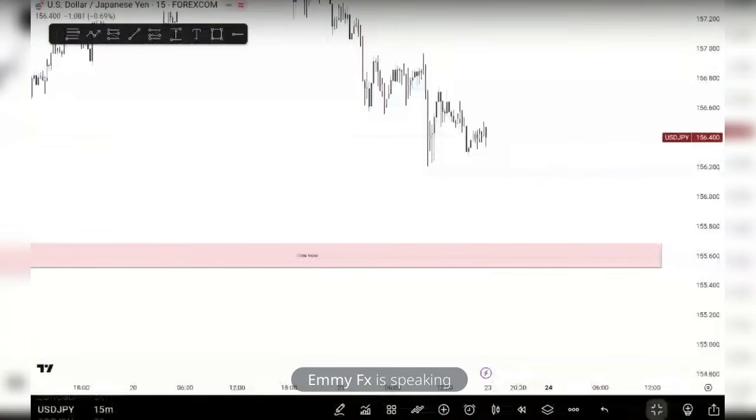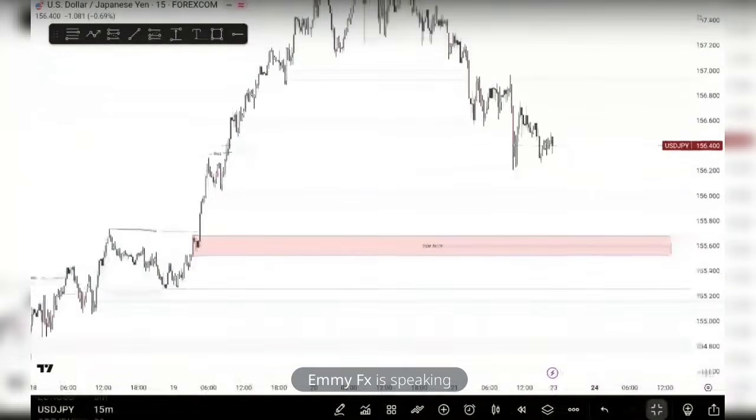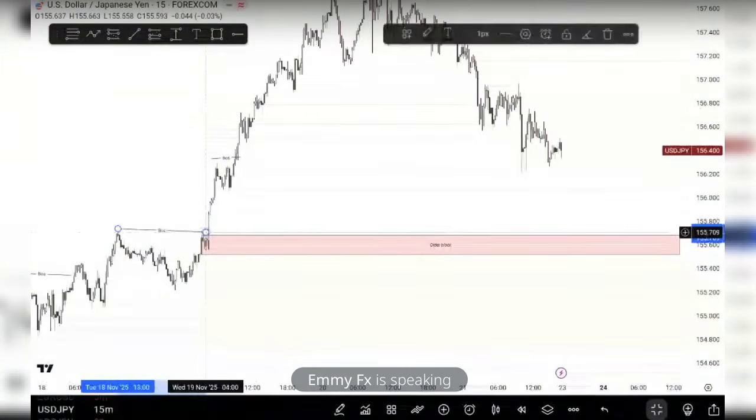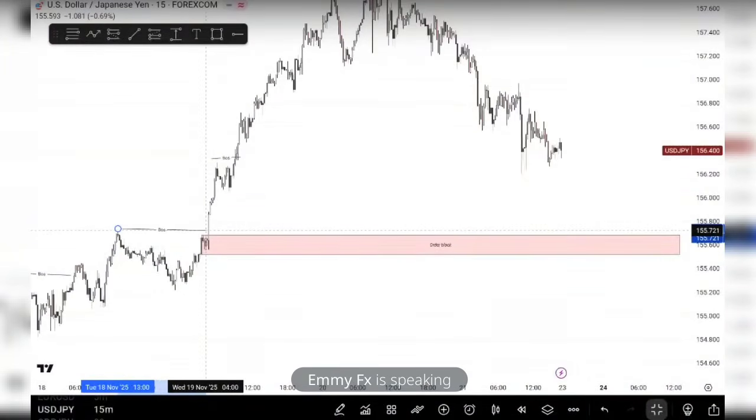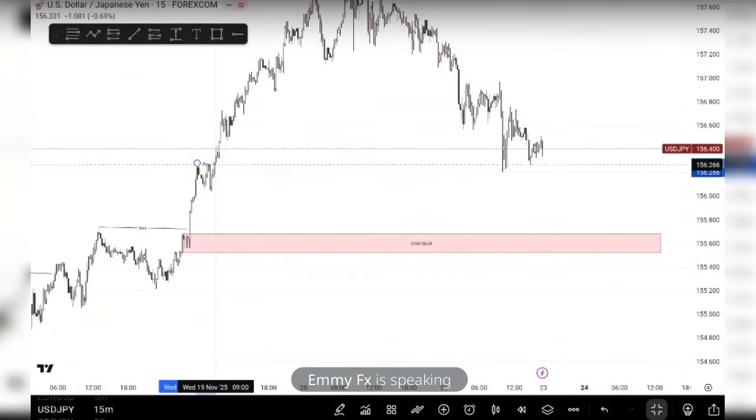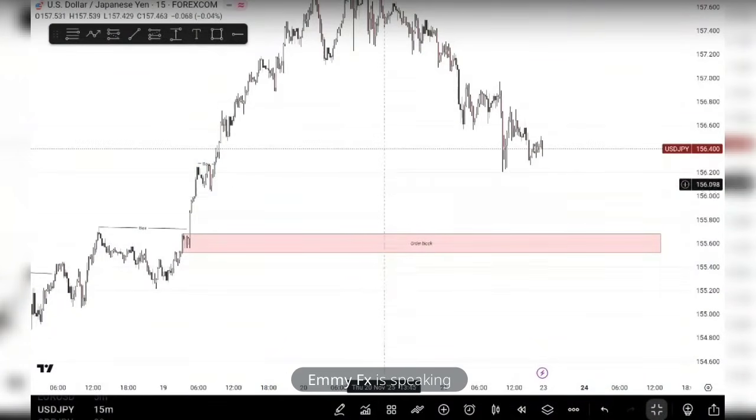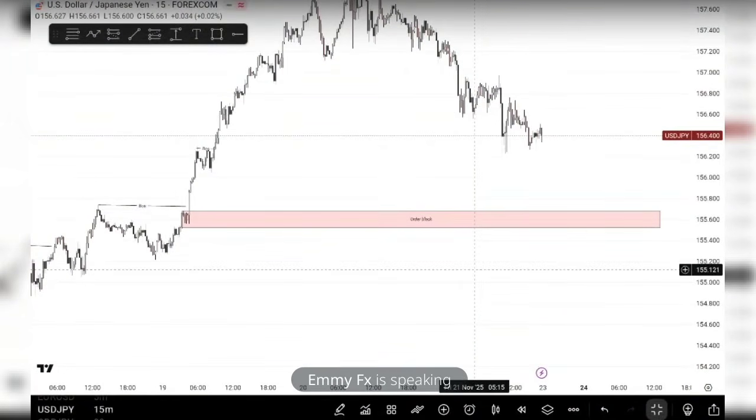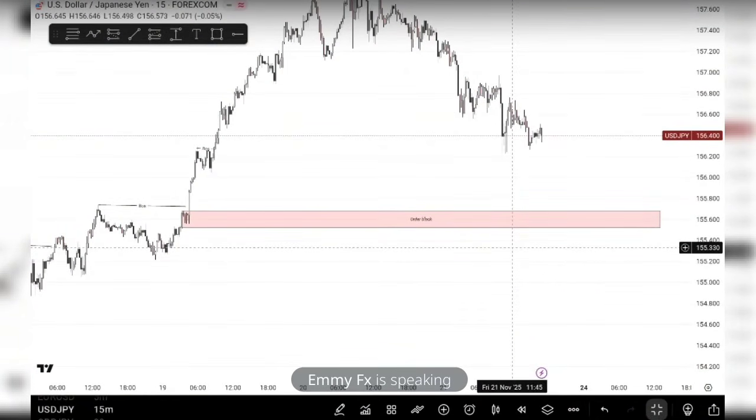Alright, this is going to be my take in USD JPY. Since the price is bullish, but we're having some correctional move to the downside, right?